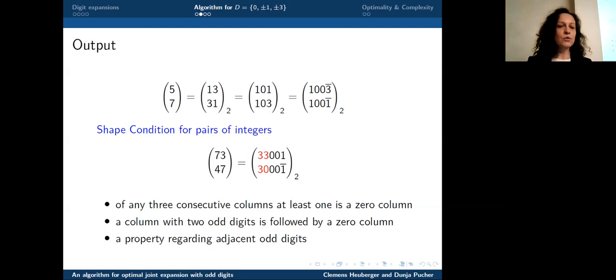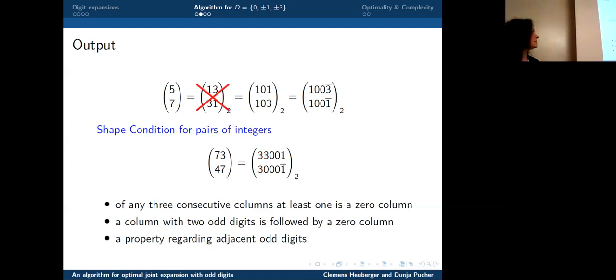So, if we go through these properties and take a look at our three possible expansions, we will notice that the first one does not satisfy the condition that the column with two odd digits is followed by a zero column. So we eliminate this. But the other two expansions do fulfill the shape condition. So this tells us that our shape condition is unfortunately not uniquely determined.